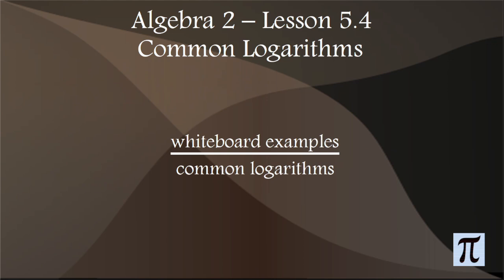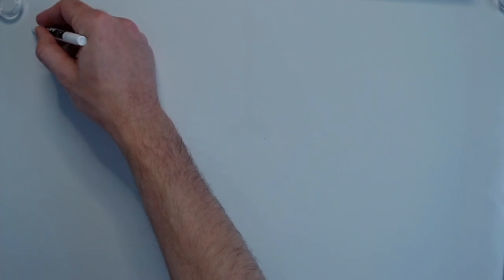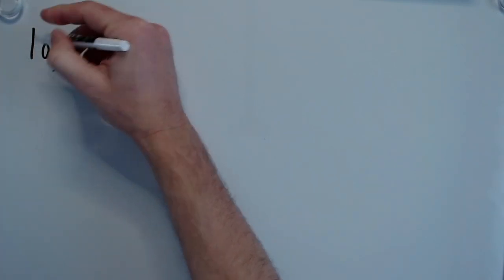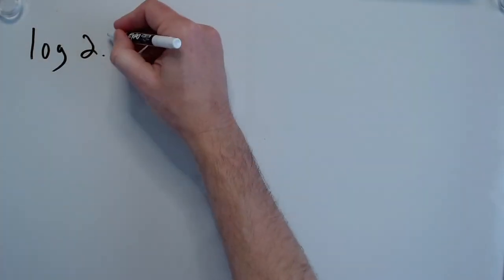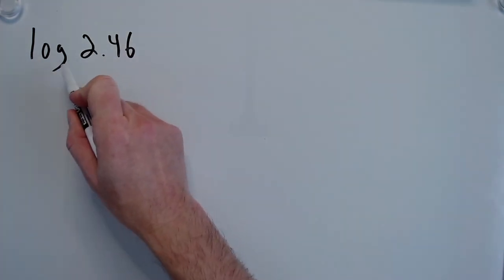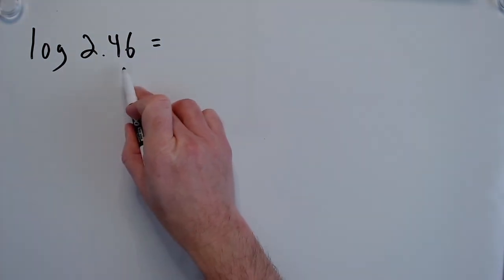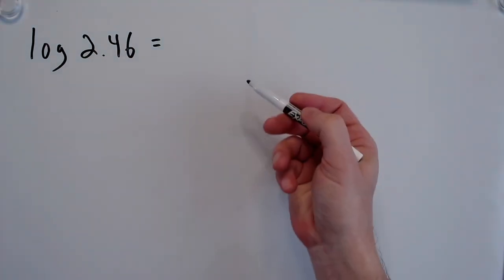Let's jump over to the whiteboard and do some examples. Okay, we're going to just do a few logarithms. All right, we're going to say log of 2.46. Now there's nothing down here, so we know we're in base 10. So we have a single number and some decimals. So we'll have to go into the table to see what that is.